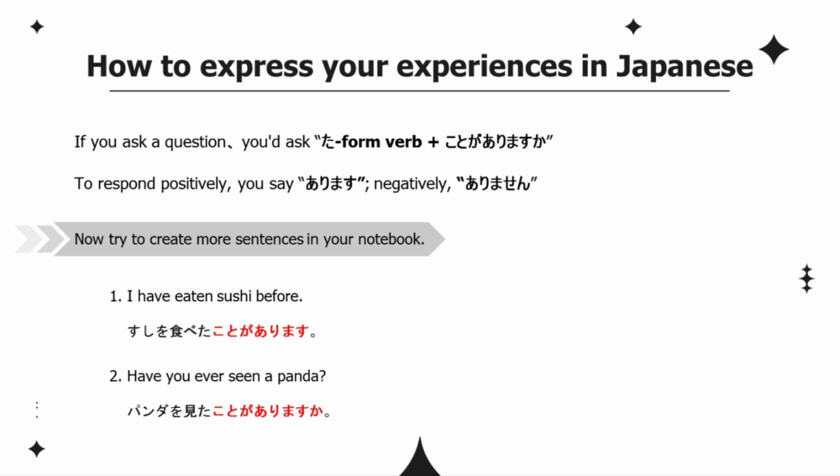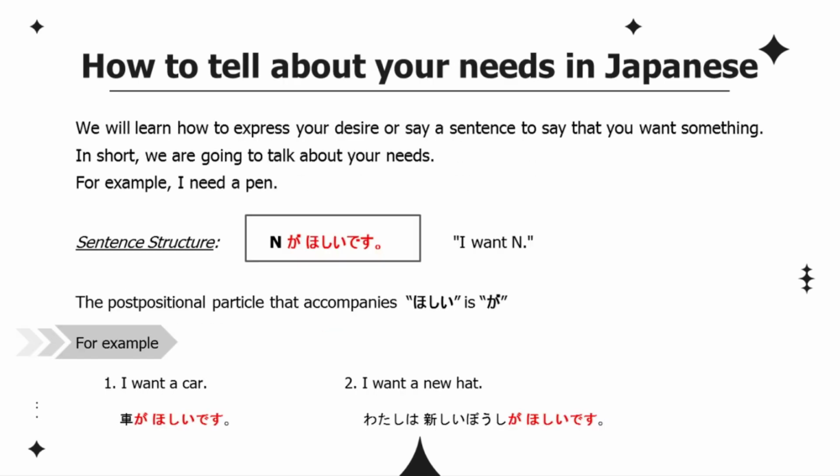5. How to tell about your needs in Japanese. Now, we will learn how to express your desire or say a sentence to say that you want something. In short, we are going to talk about your needs. For example, I need a pen.